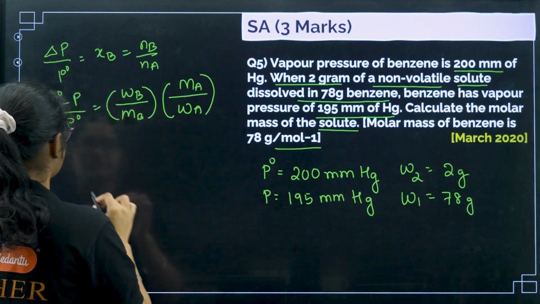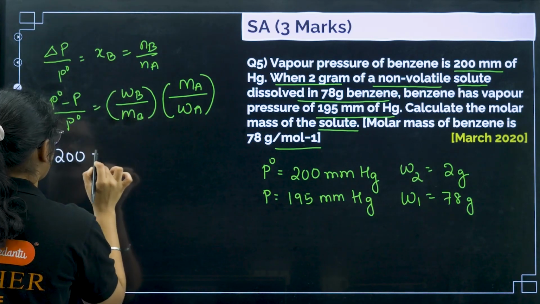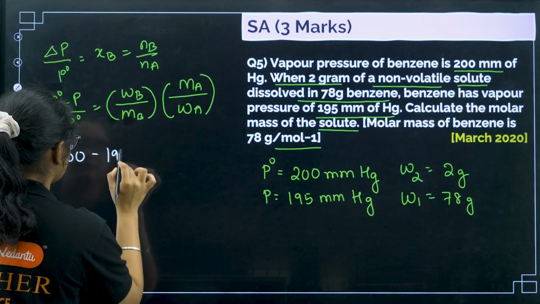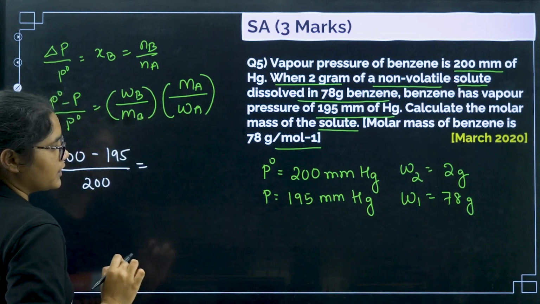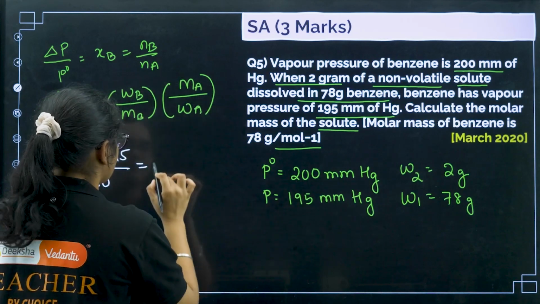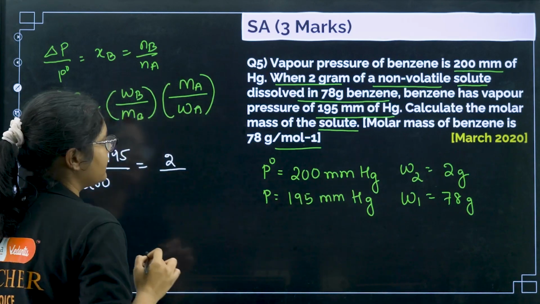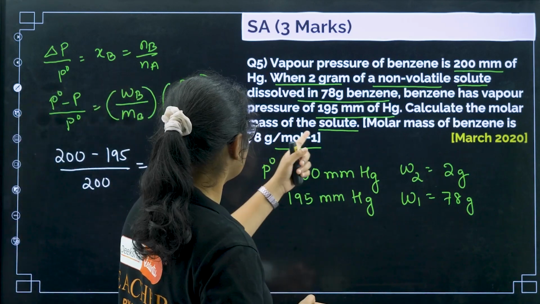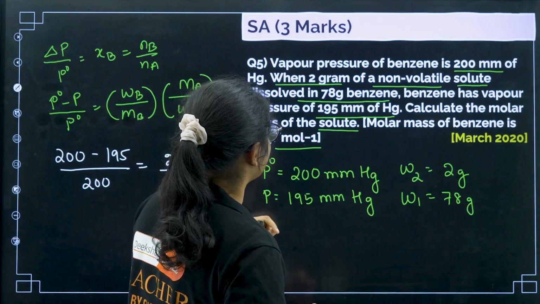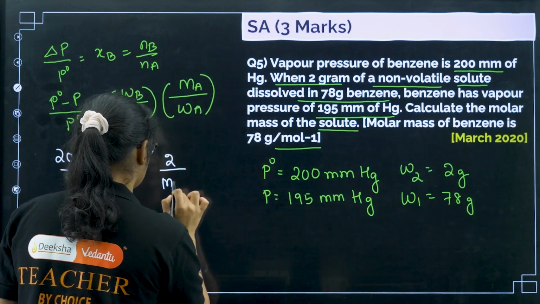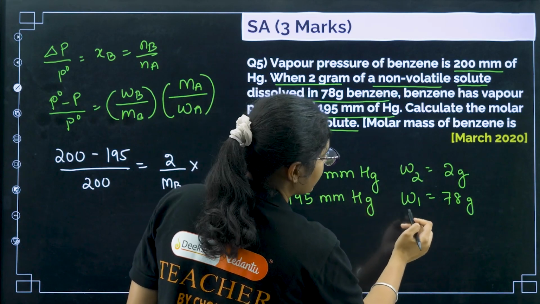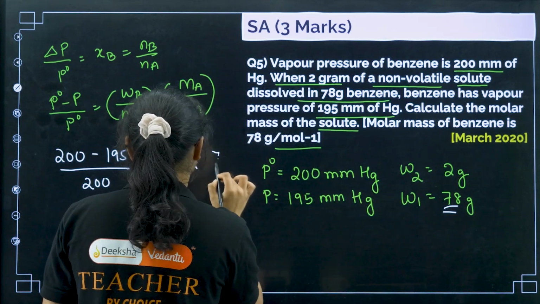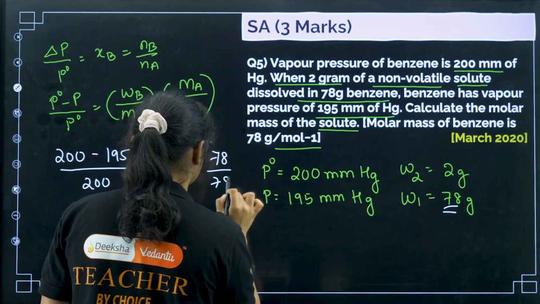What is the pure pressure? 200, and the pressure of the solution is 195. Again this is 200. WB, how much solute is taken? 2 gram, right, and MB we have to find out. Next, how much gram of solvent is taken? WA, 78 gram, and this molar mass is also 78.